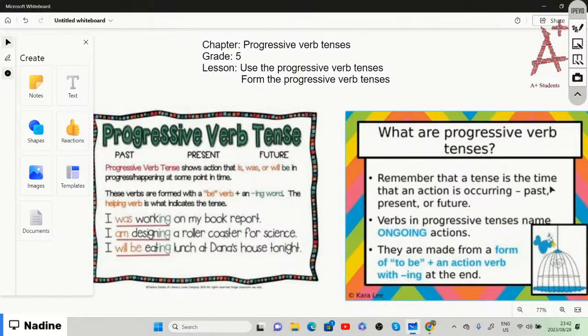And verbs in the progressive tenses name the ongoing action, right? And they are made from a form of to be plus the action verb which ends with ing, right? And we use words like was coiling, is coiling, am coiling, for example, teaching, is teaching, was melting, am melting, right? That is but a few examples of the tests that we did.